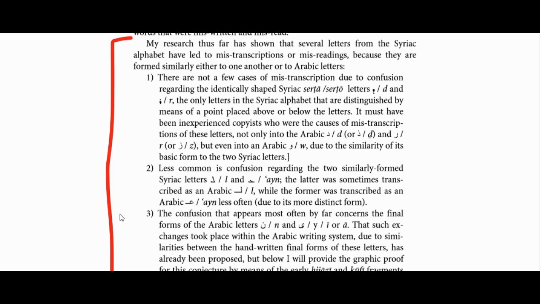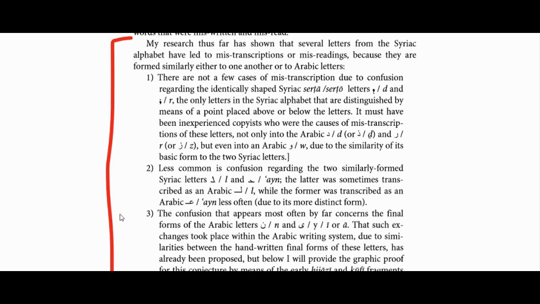So you might have two different letters, one in Syriac, one in Arabic, that look similar in both scripts, but actually they're not corresponding letters. I hope that makes sense. So number one, he says, "there are not a few cases of mistranscription due to confusion regarding the identically shaped Syriac Serta or Serto letters, which is the D and the R.